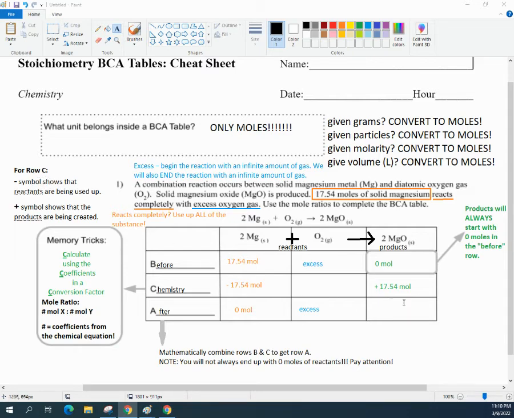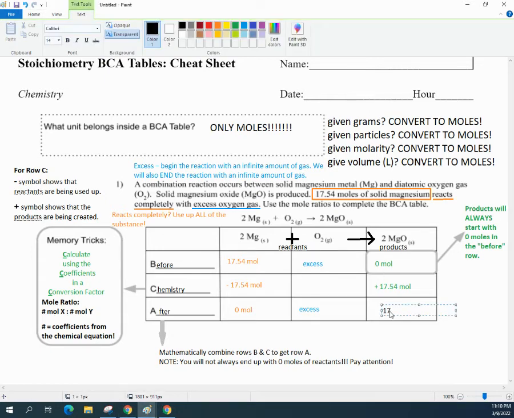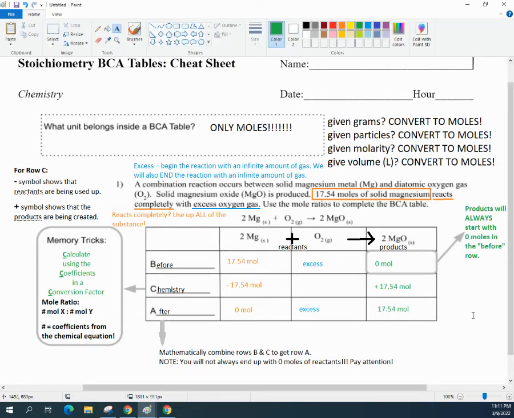All right, so now that we know what the symbols for row C are, we can go ahead and fill out this bottom corner. Again, for row A, we are mathematically combining rows B and C to figure out row A. And here, we're just adding 17.54 moles to 0. It's like an addition problem. We just draw a line underneath this and do vertical addition. So we are now going to end with 17.54 moles of MgO. Now notice that I didn't put the plus symbol there, and that's because we are not actively creating products. We have those products. We already made them, so we're done.